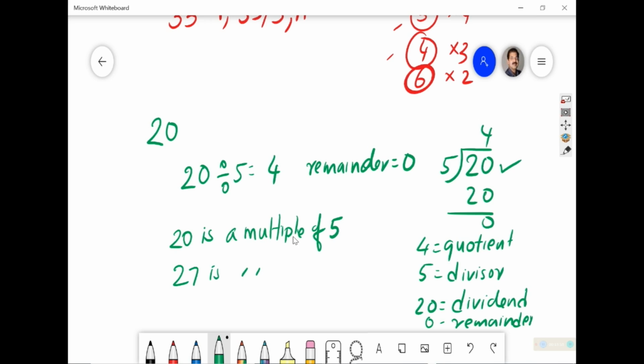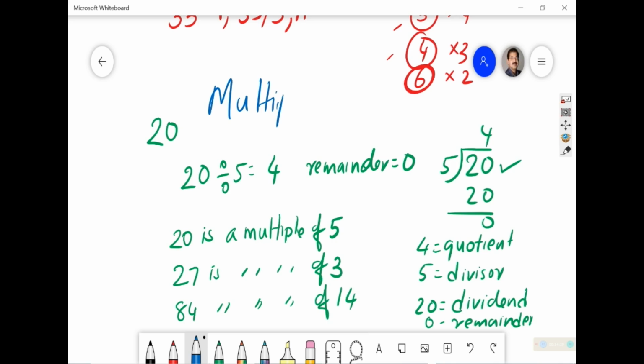27 is a multiple of 3. 84 is a multiple of, सोचो, 14. So here comes another concept, the concept of what is meant by multiple. आपका चैप्टर का नाम क्या है? Factors and multiples. So I am talking about the topic now.